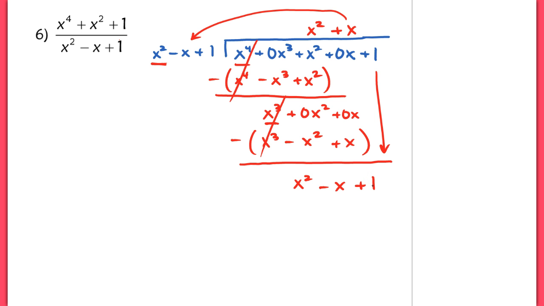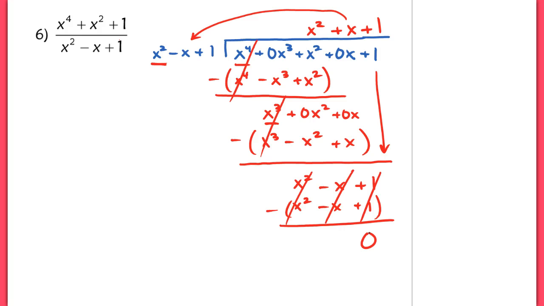All right, finally, I ask myself, how many times does x squared fit into x squared? Now, if you have caught on to things, you might notice that this is the exact same expression as the divisor, x squared minus x plus 1. So when I show that, x squared fits into x squared 1 time. When I show the multiplication underneath, 1 times x squared, 1 times negative x, and 1 times 1, and you subtract, every single term is going to cancel out, meaning you have a remainder of 0.